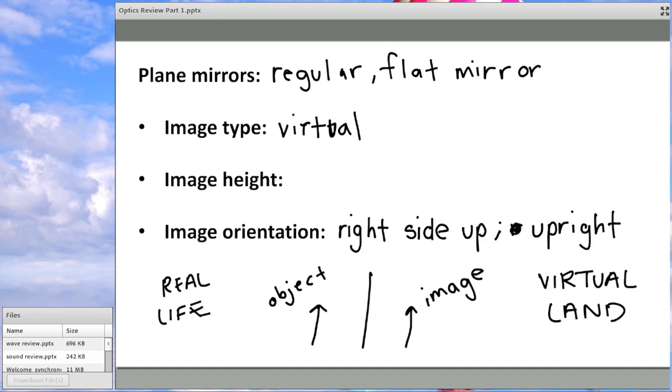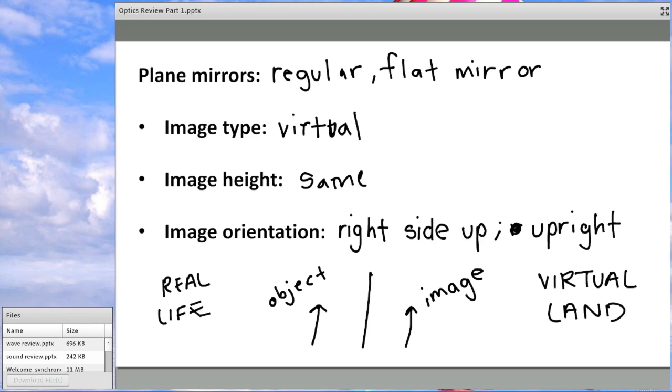And then your image height. It's going to be exactly the same, right? Your image in the mirror is not way taller than you or way smaller than you in a regular flat mirror. It looks exactly like you. It's just flipped.